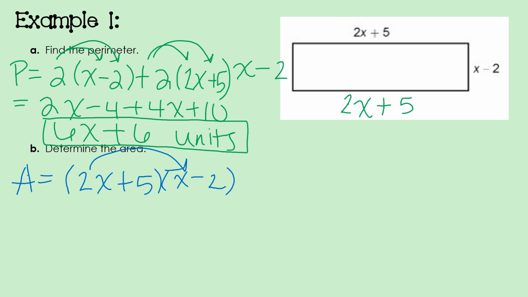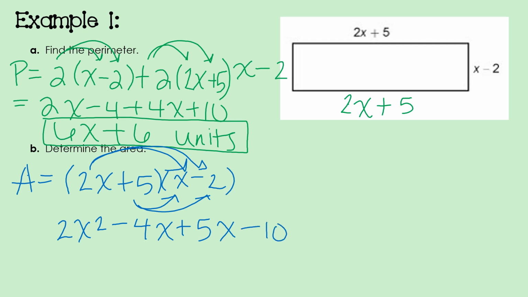So I'm going to do 2x times x, which would be 2x squared. 2x times negative 2 would be negative 4x. 5 times x would be 5x. And 5 times negative 2 would be negative 10.